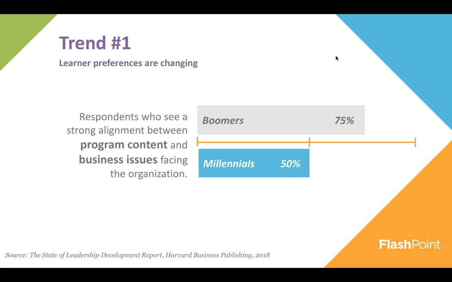So for example, the millennials who answered this Harvard study questioned the relevancy of their organization's leadership development programs far more than their more tenured colleagues did. Only about 50% said that they see strong alignment between program content and the business issues facing their organizations. But by contrast, as much as 75% of the more, let's call them boomers, their boomer age, saw much more alignment. So that really underscores the changing attitudes of learners and the shift toward wanting more relevance. So let's take a look at our next trend.